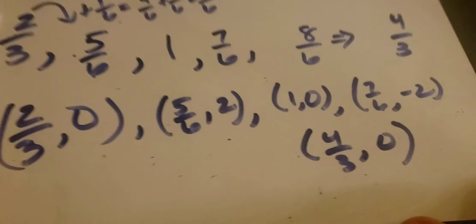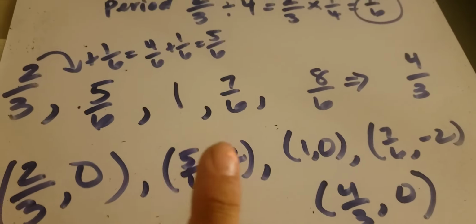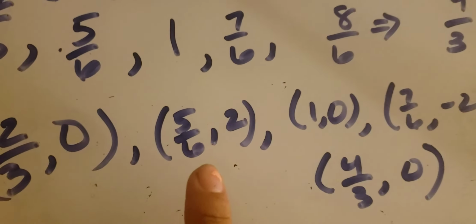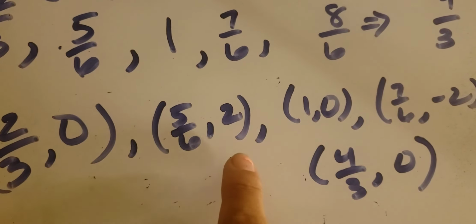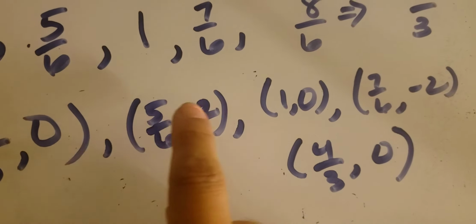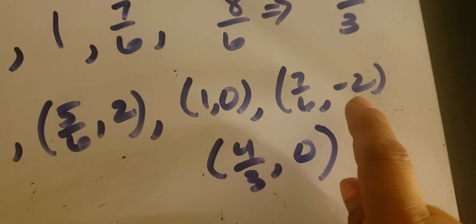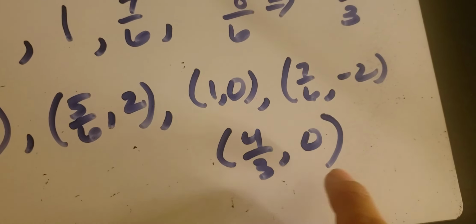The points we would actually plot would be (2/3, 0). Remember, our amplitude was 2. So (5/6, 2), then (1, 0). So it's root, max, root, and then minimum, (7/6, -2). And then root, (4/3, 0).